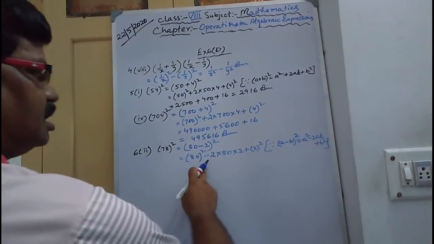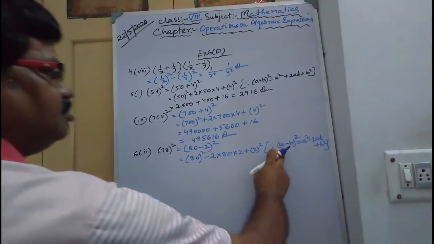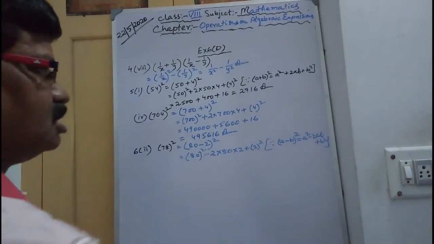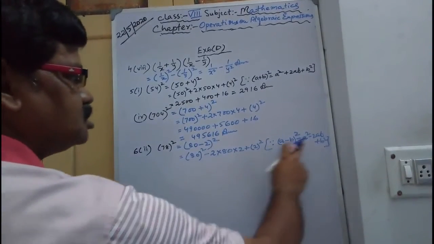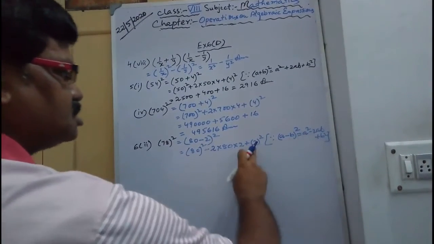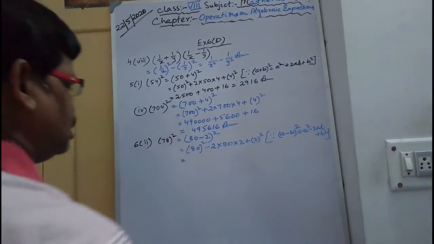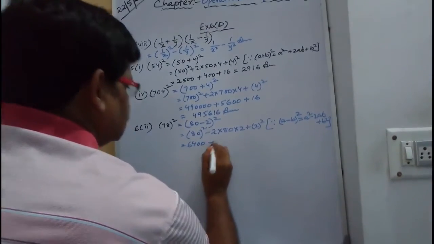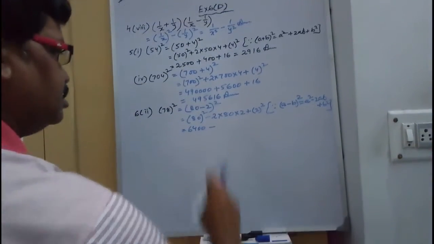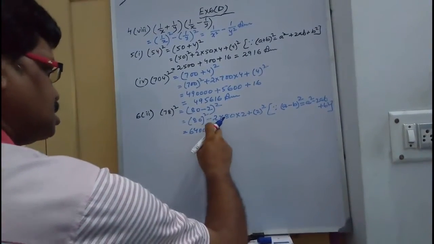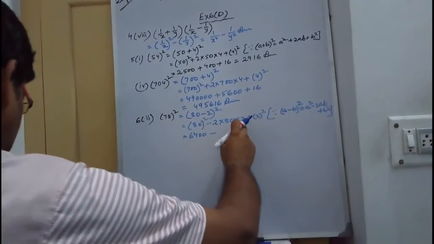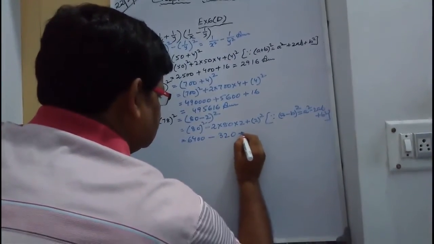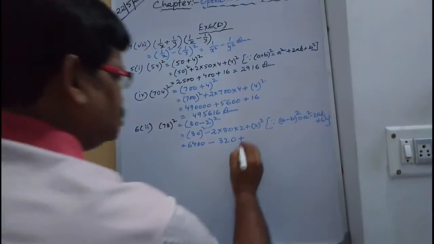By using that identity, in place of a, 80, in place of b, here is 2. So a square minus 2ab plus b square. Now square of 80, minus, multiply these 3, 8 to the 16, 16 to the 32. So minus 320 plus square of 2, 4.